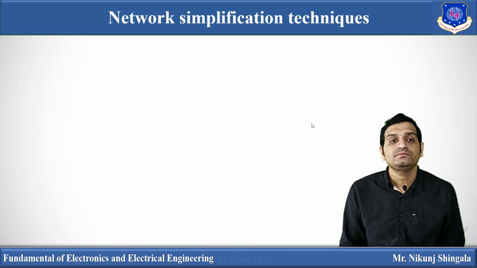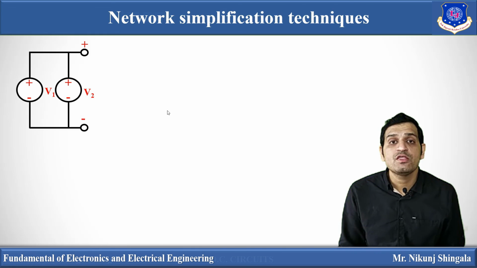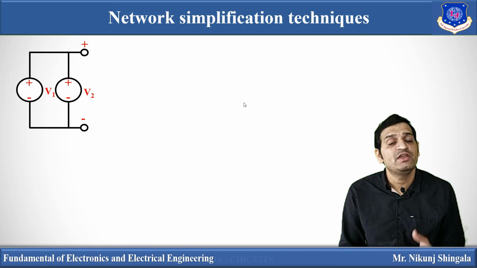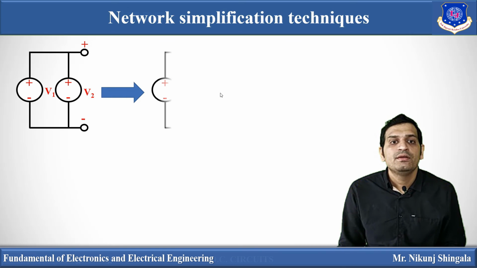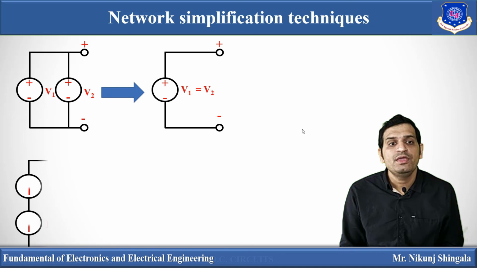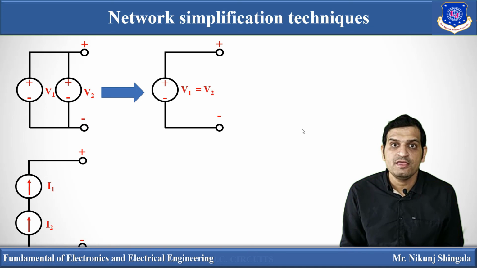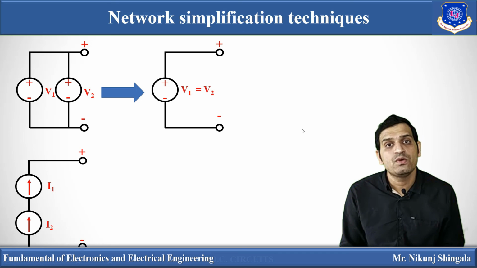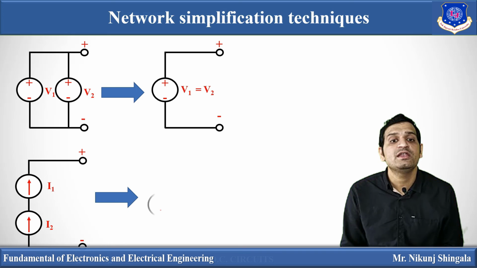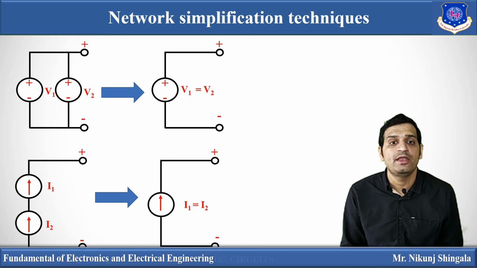The next one is two voltage sources connected in parallel. We know that when elements are connected in parallel, the voltage is equal. So here V1 is equal to V2 and the polarity also remains the same. Now if two current sources are connected in series, then both current sources are equal because the same current flows in one branch. So here we can write I1 is equal to I2 and the arrow direction remains the same.